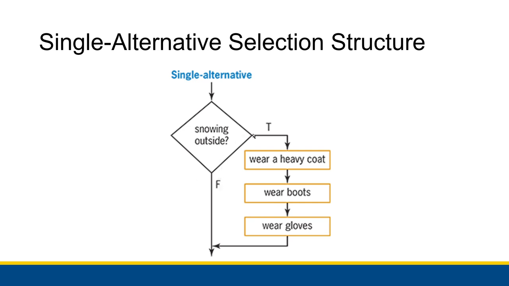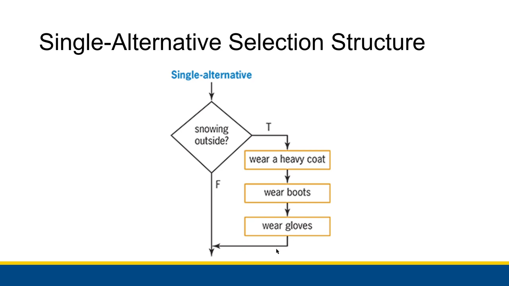So any branch coming out of one of these diamond condition things has to have the value of that condition. So in this case, true, we follow the true path if it is indeed snowing outside, and then we have all of our actions inside of our orange rectangles. Wear a heavy coat, wear boots, wear gloves.